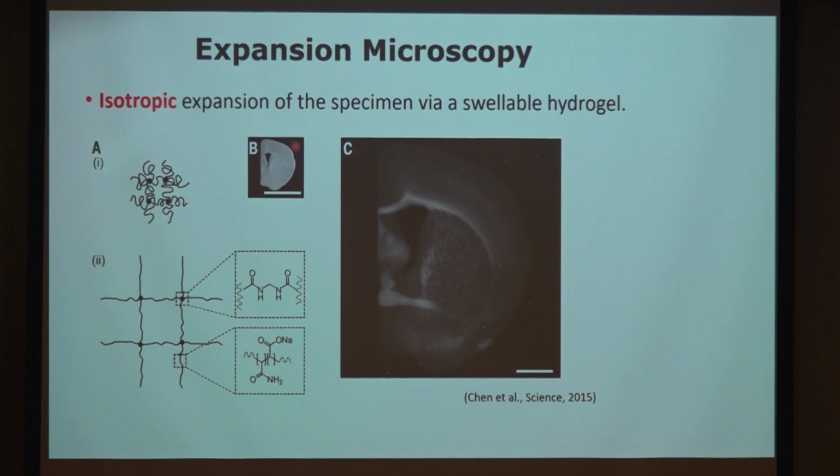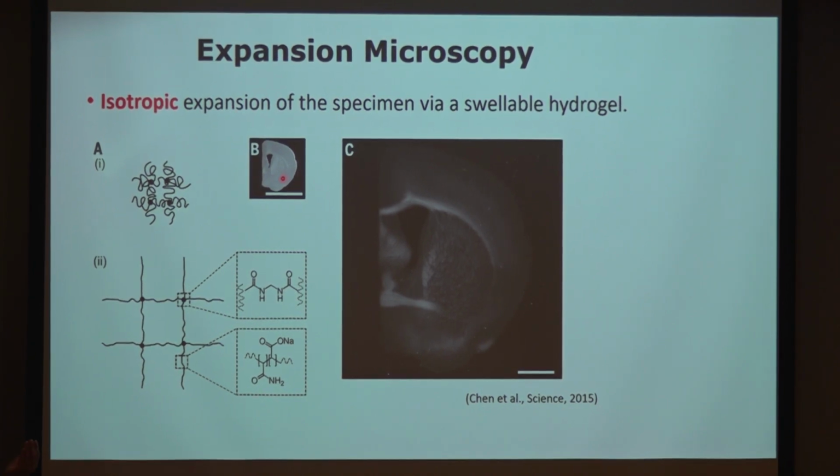Okay, and this is an example here. You're going to see a lot of mouse brain today. This is a piece of the mouse brain, and this is before expansion. Panel C is after expansion. You will see that it becomes a lot bigger with the same scale bar here. Also, you'll notice that it goes from a solid slice to something transparent. We're going to come back to that point, because that actually makes a huge difference in the methodology.